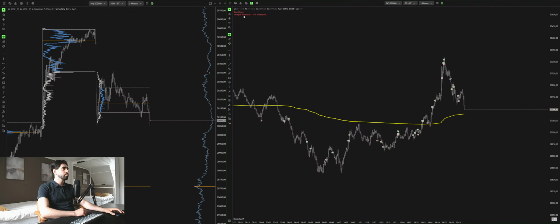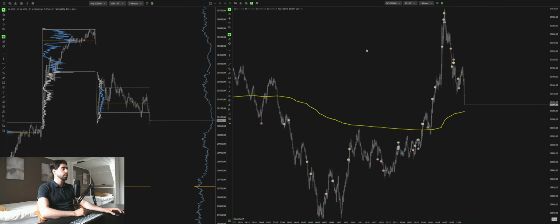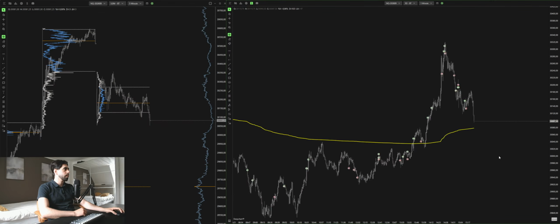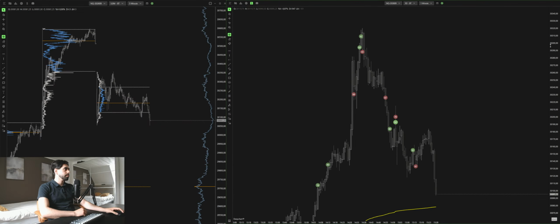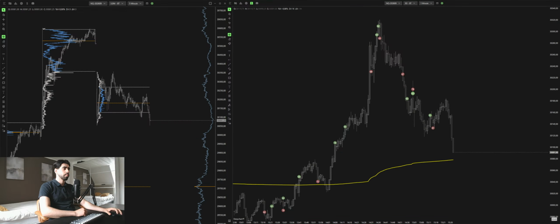Bias down, multiple breakouts. What the hell is up with this? IVB isn't even activated. Okay, now.